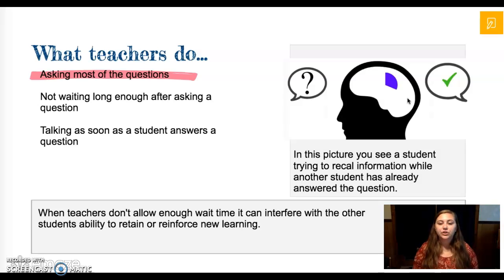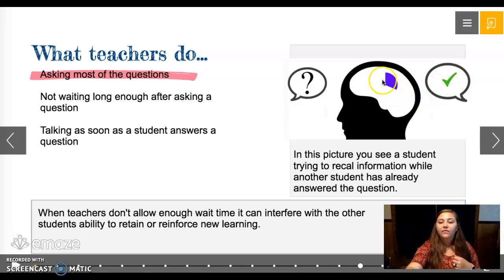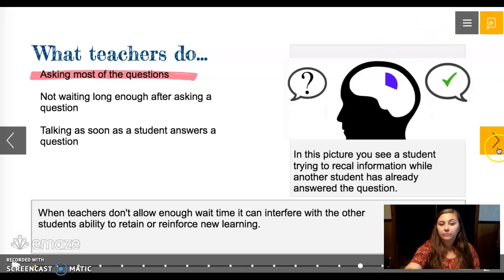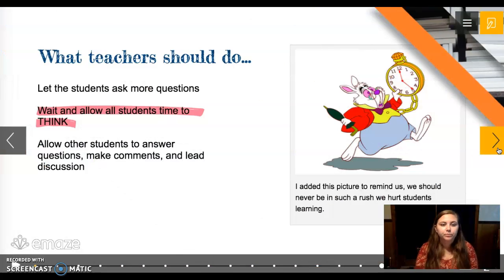And in this picture, you can see that students are trying to recall the information while another student has already answered the question. So when that student right here has already answered it, this process that was one quarter of the way finished gets cut off right there because the answer's been said. So they're not going to get to finish thinking that out and processing that information. So that is why wait time is really important.